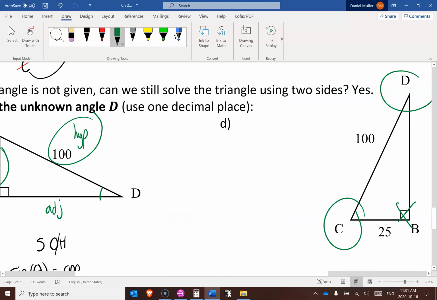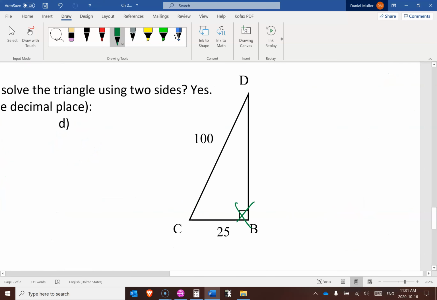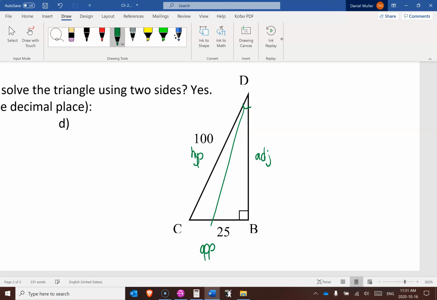It tells us to find the unknown angle D. Okay, well, I have to choose that, so that will be my perspective. So the hypotenuse should be very easy to spot. It's always opposite the 90 degrees. So that's hypotenuse. Now, from your perspective, you can go over here. That's opposite, leaving the last one here to be adjacent.